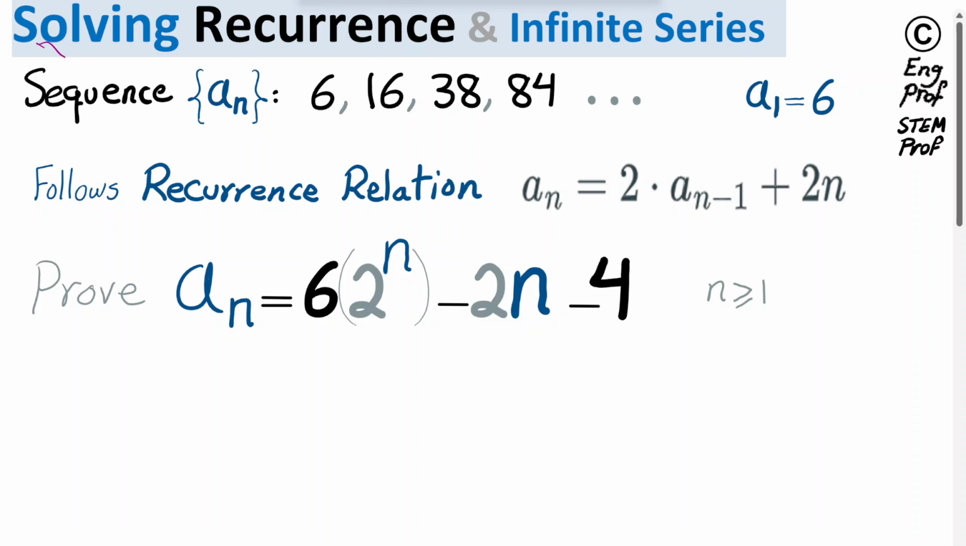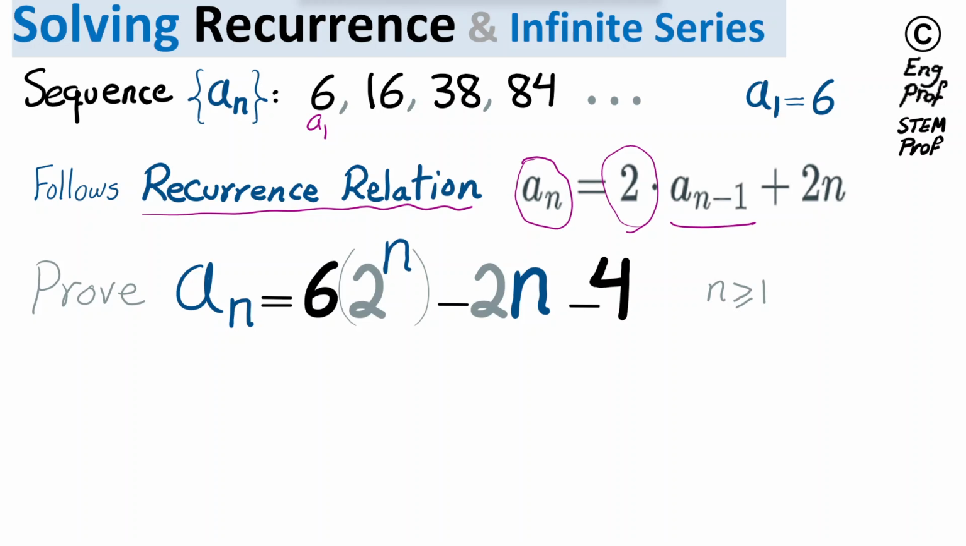How to solve a recurrence formula involving infinite series and summation is explained and illustrated in this example. A sequence with general term an is given to us with initial term a1 equal to 6, as is highlighted here. So that's the initial term of the sequence. And with a recurrence formula that says the general term an is equal to 2 times the previous term an minus 1 plus 2 times index n.